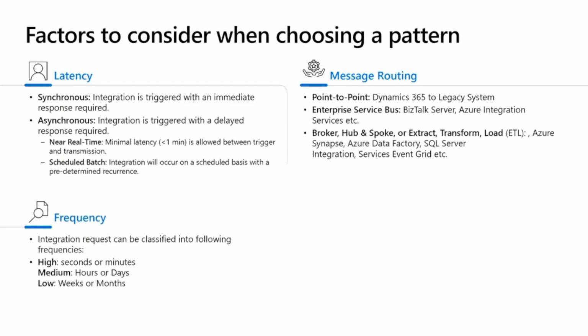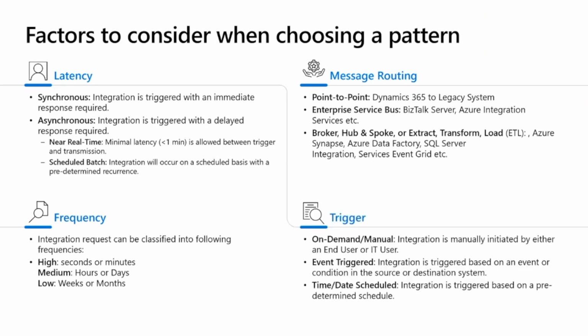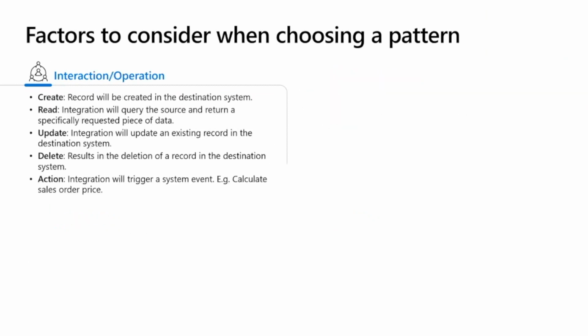This is the rate at which data or events are generated and need to be integrated. High-frequency integrations are more suitable for minimal latency patterns, while medium or low-frequency integrations are more suitable for batch processing or reporting. Then triggers. What action triggers sending the data from the source to the target? Is it on-demand, user-initiated, or event-driven to keep systems in sync as events occur? Or is it time-scheduled for synchronizing data at regular intervals? What type of operation is in the scope of the integration?